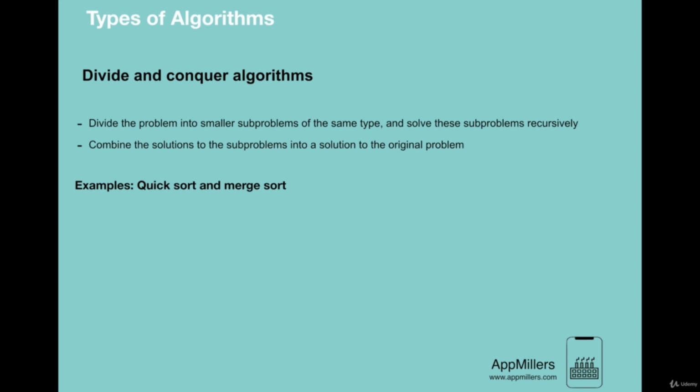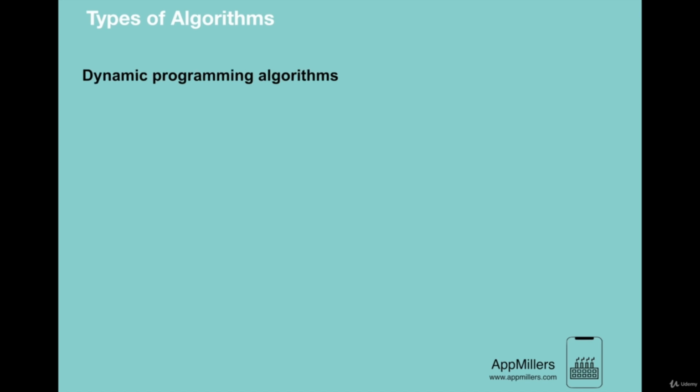Okay, then we continue with the dynamic programming algorithms. They work based on memoization, which means that these algorithms remember past results and use them to find new results. These types of algorithms are generally used for optimization problems. The goal is to find the best solution among multiple solutions. Here again, I don't want to go into details because, as I mentioned before, these algorithms will be discussed in detail in upcoming sections. Okay, we'll continue with the next type of algorithm.